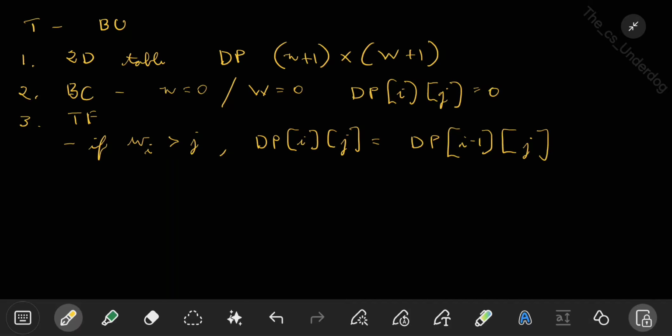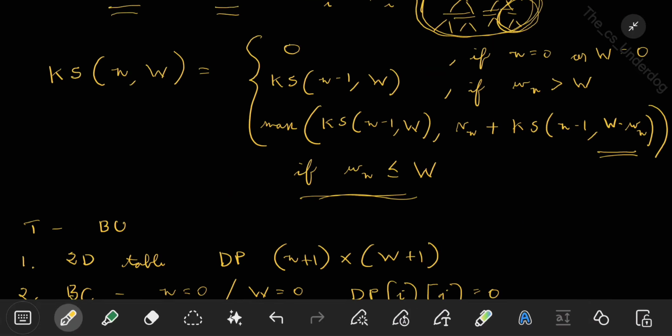So this case is clear. What is the other case? Other case is if your wi is less than or equal to j. So this is a comparatively complex case. What is the case here? This is the same case as this one. If wn is less than or equal to w, you had two things. One is if you are not including this nth item. The other one is if you are including the nth item. Both cases you had to consider.